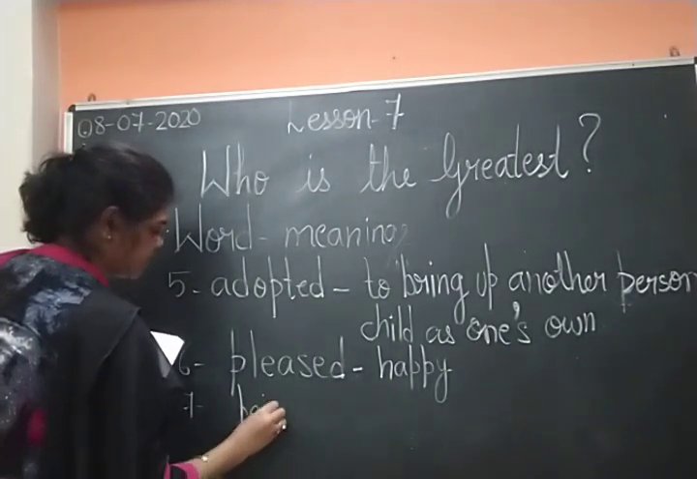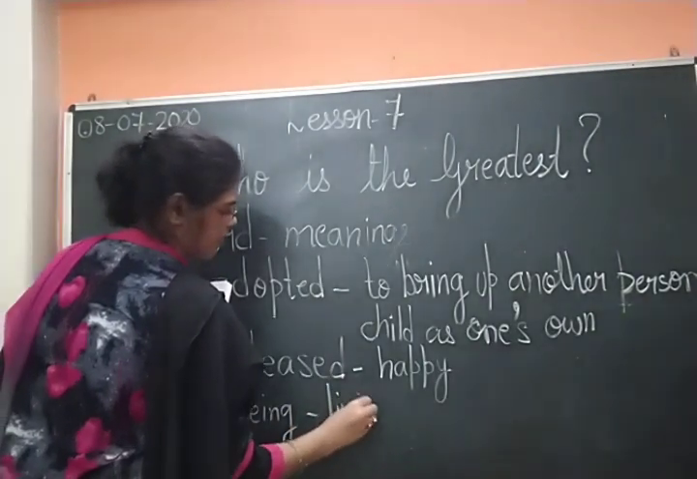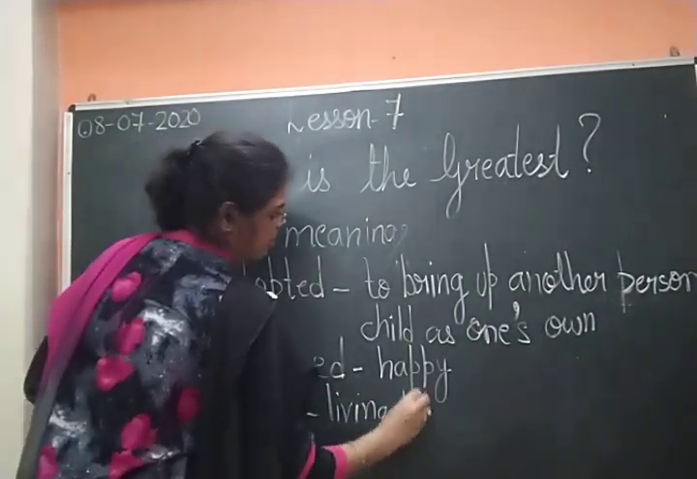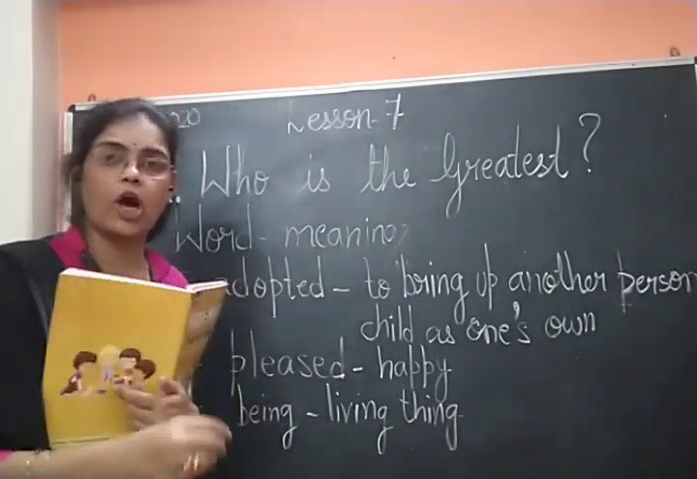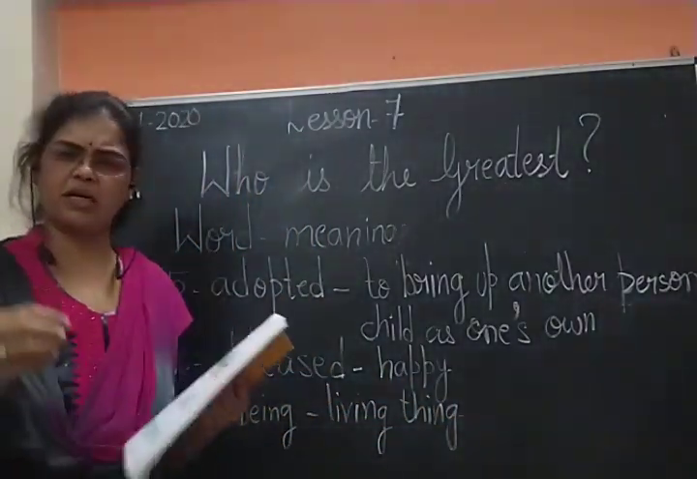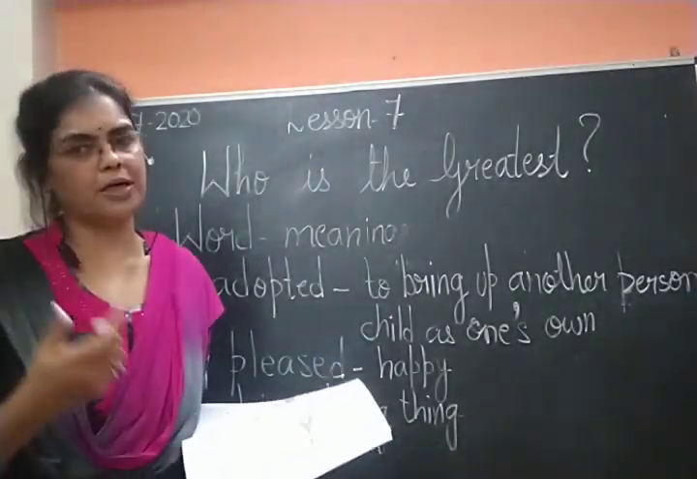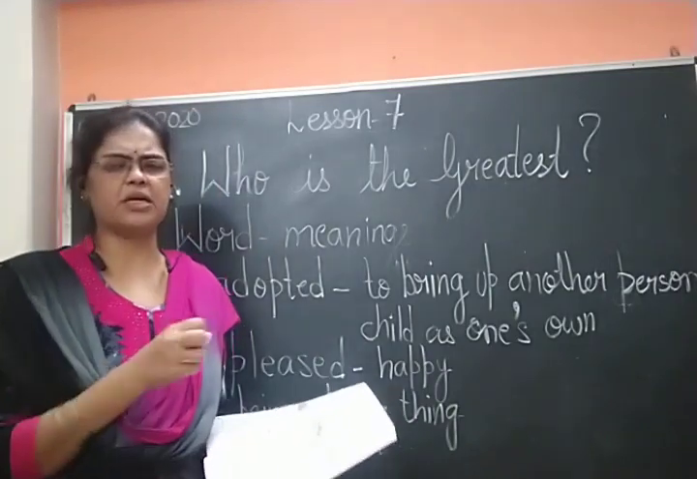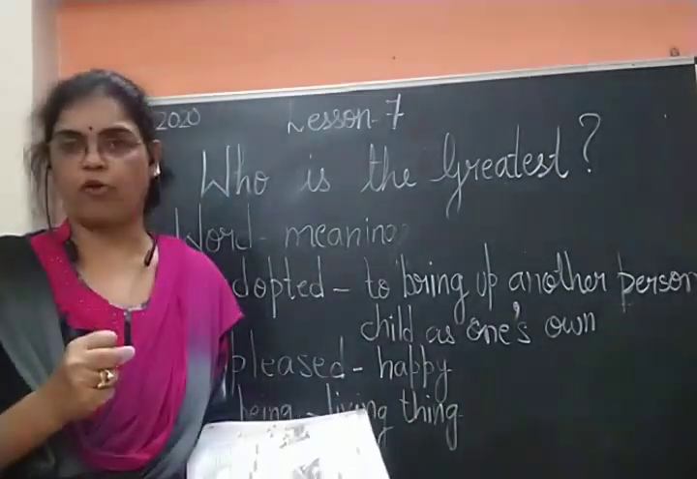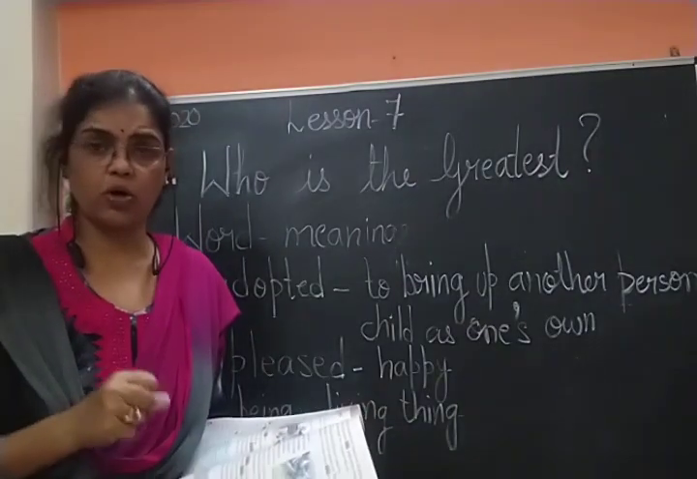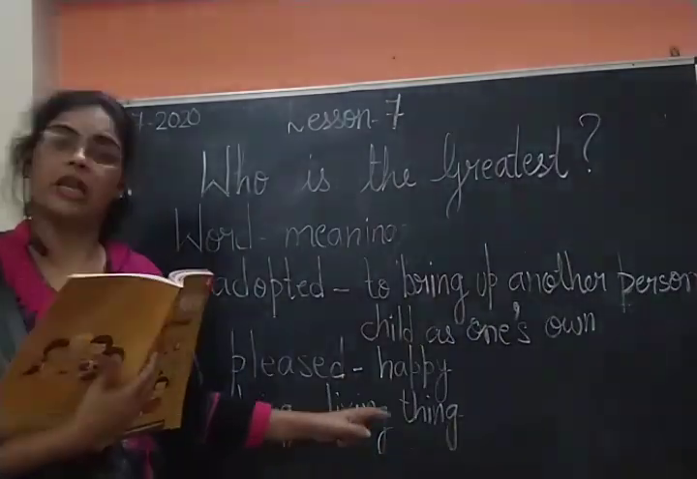Then students, the seventh word is being. Being means living thing. What do you mean by living thing? Anything which has got life in it. It can be a plant, it can be an insect, it can be a bird, it can be an animal, it can be a human being. So anything which has got life is known as being or living thing.